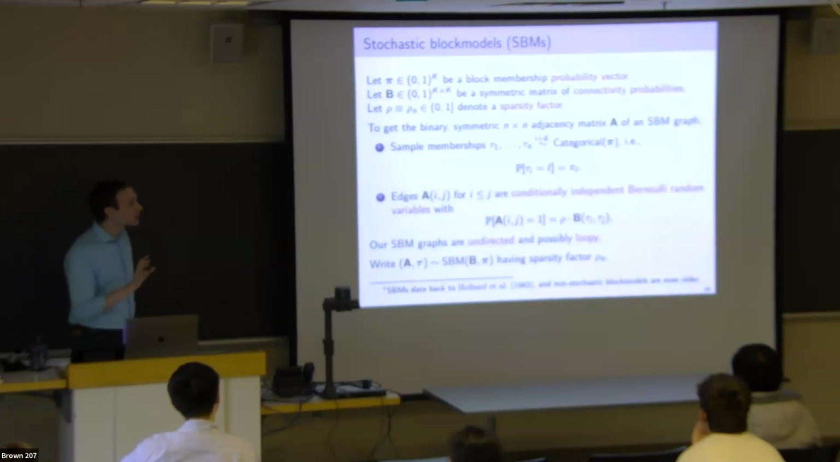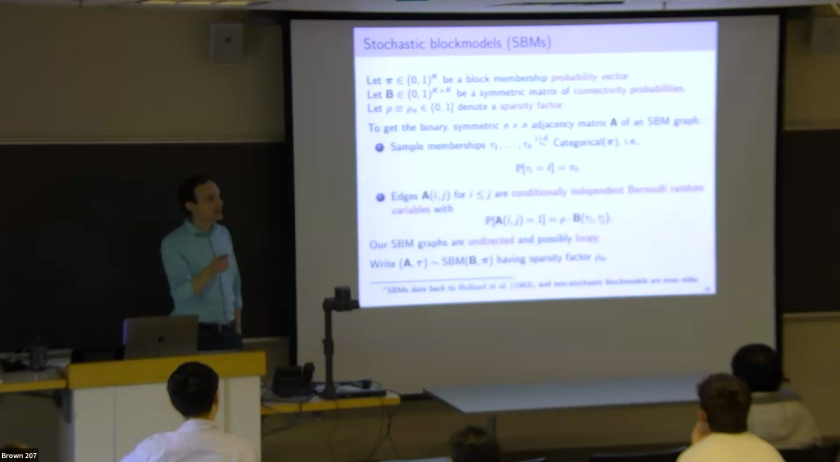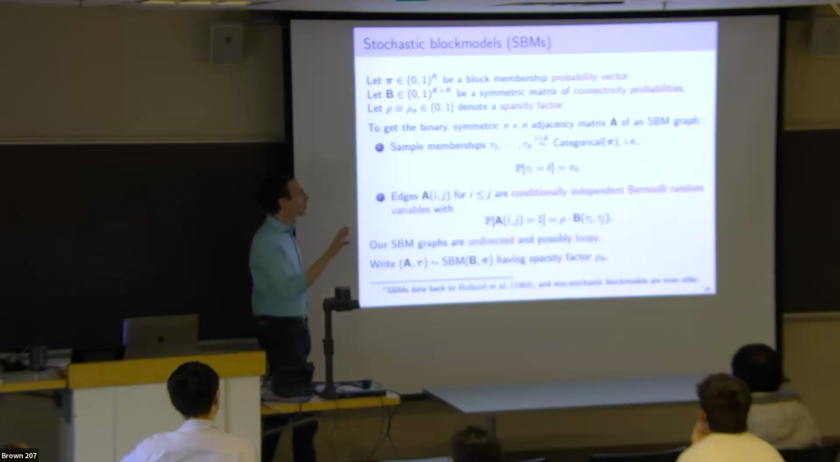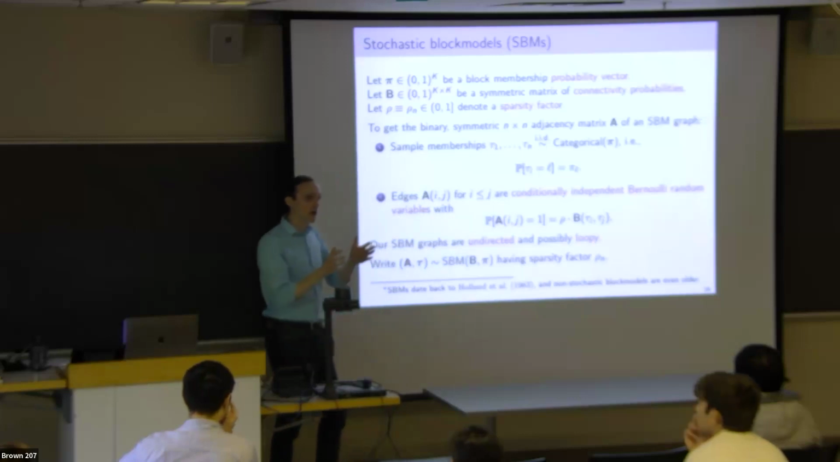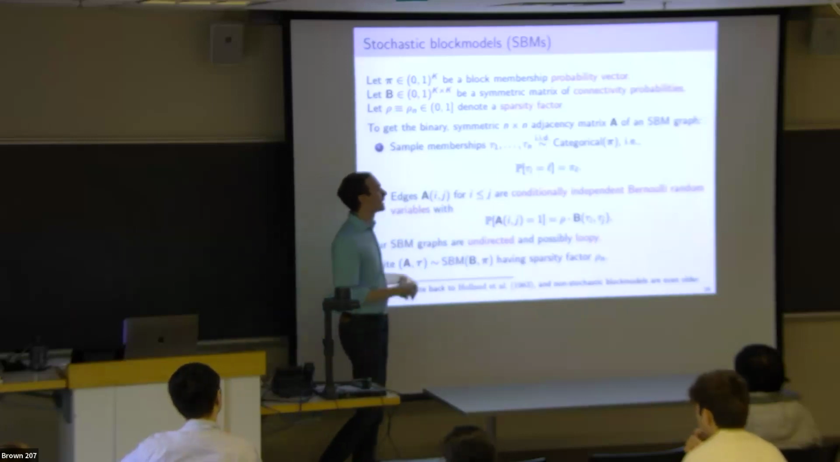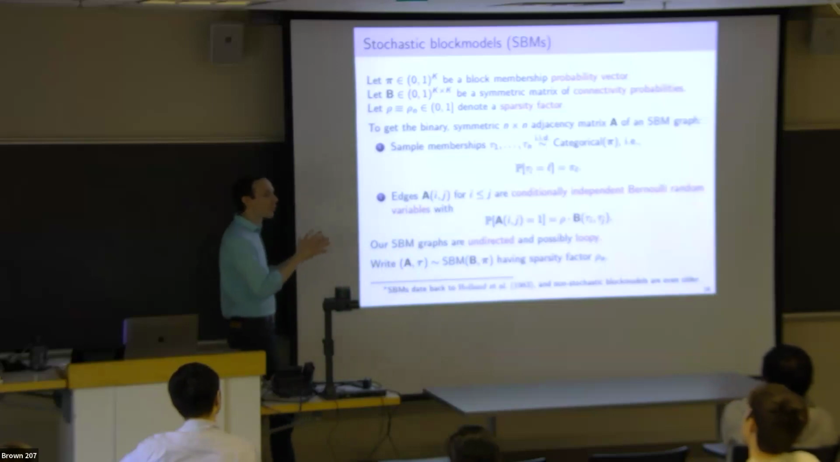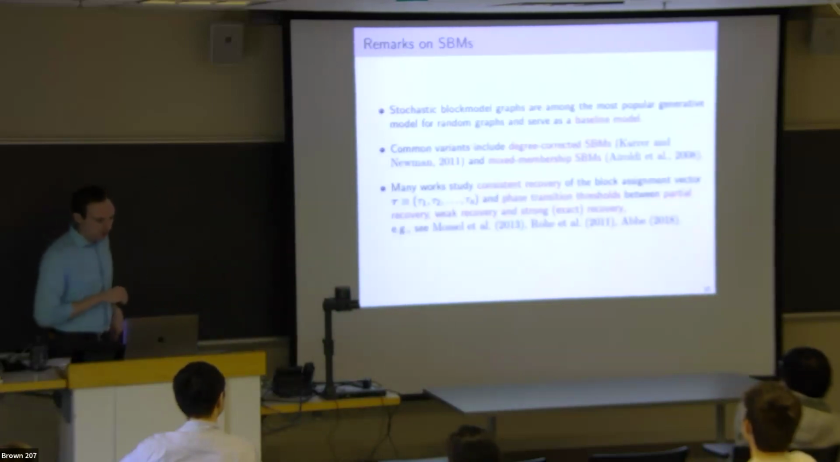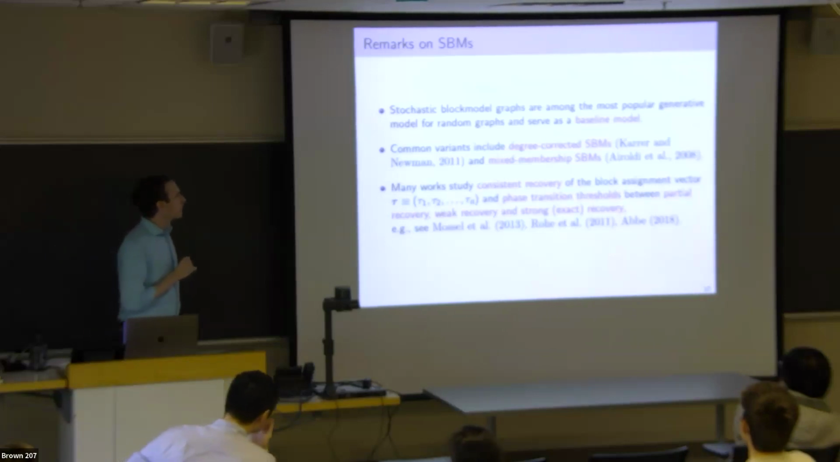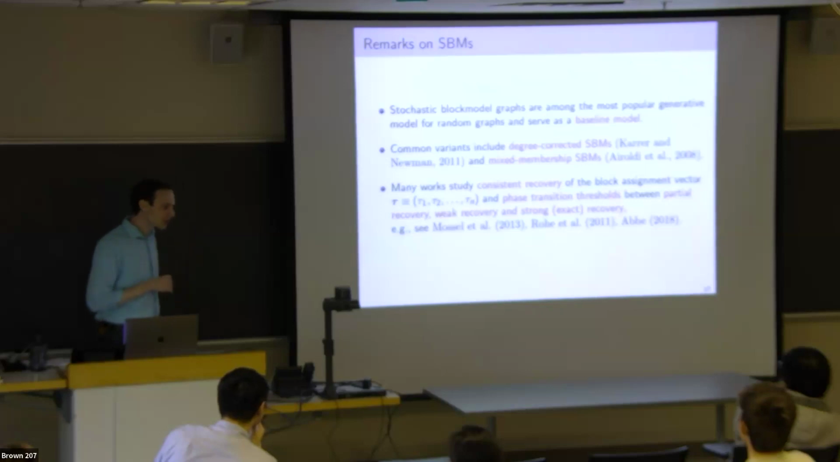To be clear, either in the deterministic case or here, we're not assuming that exactly half of the nodes are in one block and half are in another, right? But the proportions are stable. Okay, so if you're familiar with stochastic block models, you'll be familiar with their limitations.